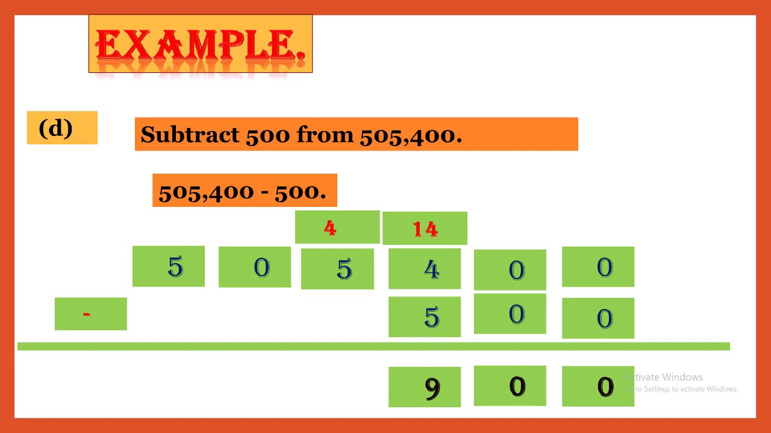Now come to the next column. Here is nothing to be subtracted from 4, so we write 4 here. Look at the next column. Here nothing to be subtracted from 0, so we write 0 here. Look at the next column. Here nothing to be subtracted from 5, so we write 5 here. 5,400 minus 500 gives us answer 4,900.